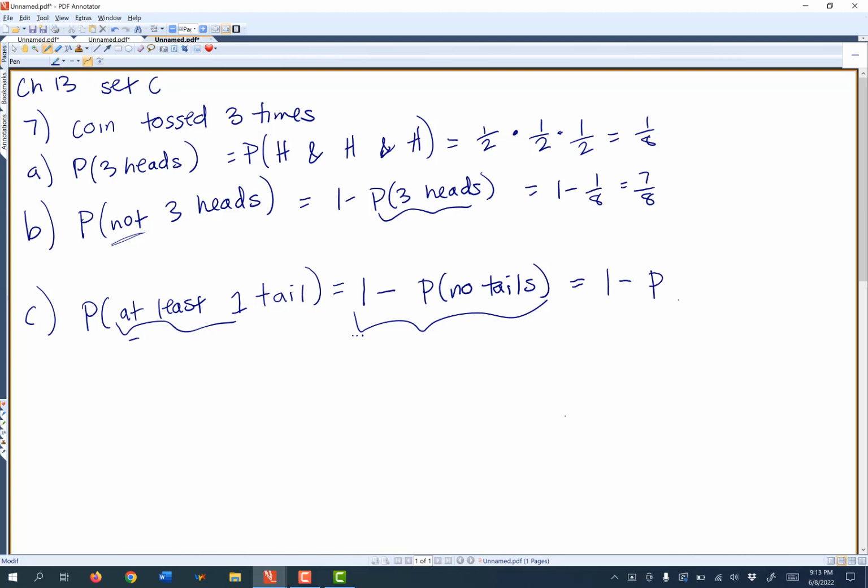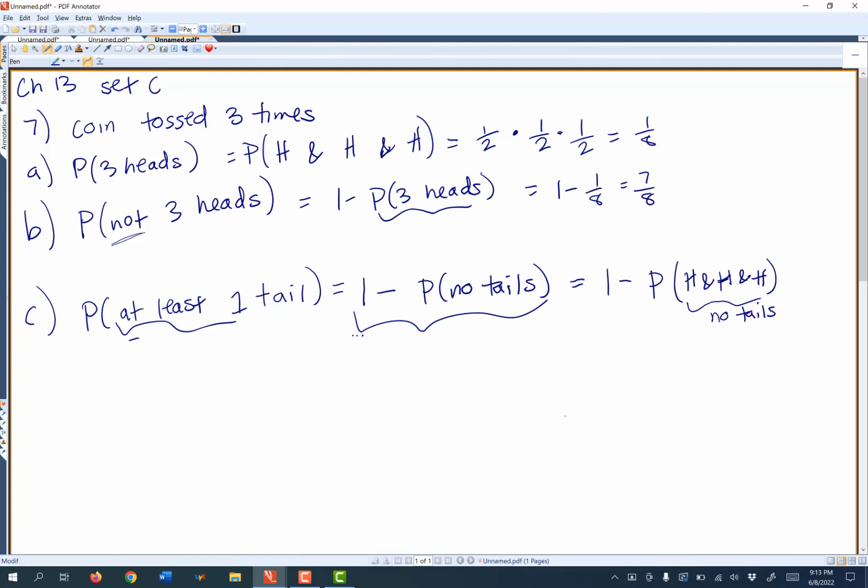Well, how do you get no tails? The only way to get no tails is if you have heads and heads and heads. Sorry, this pen just does not work. Okay. This is the only way to get no tails.